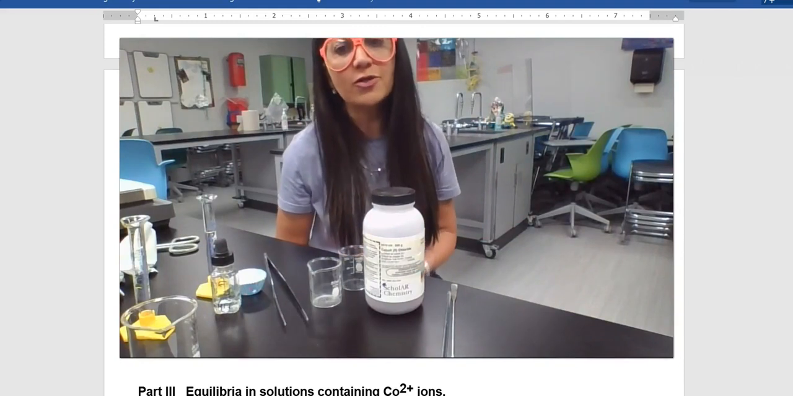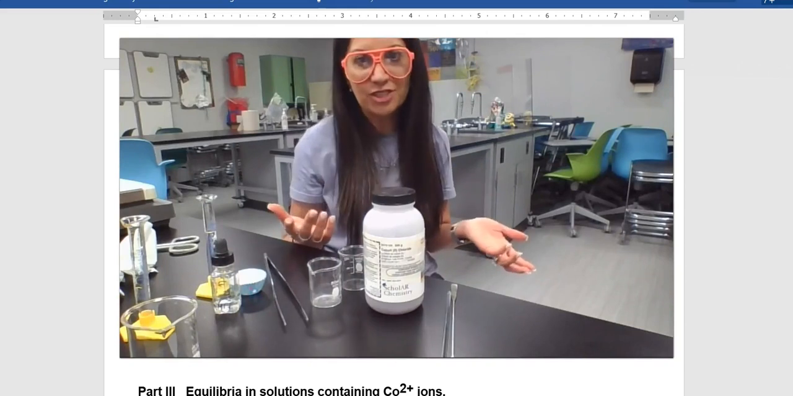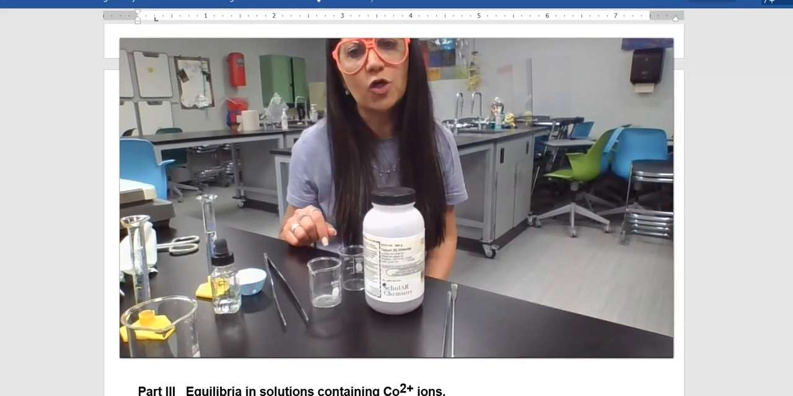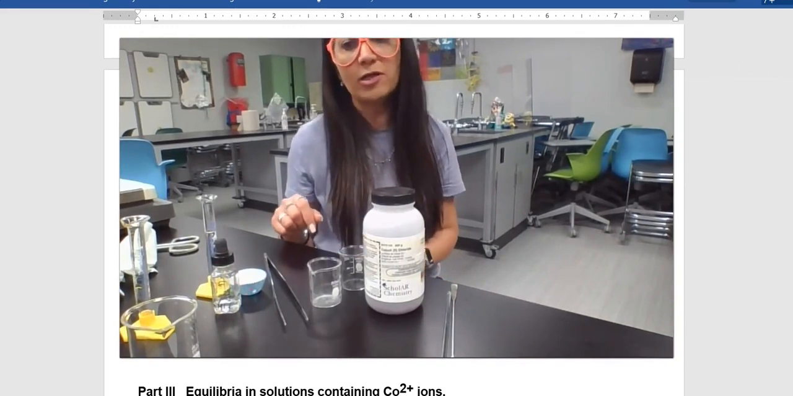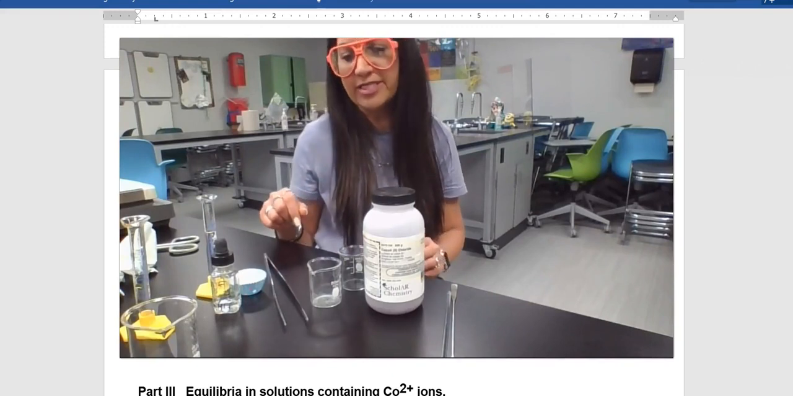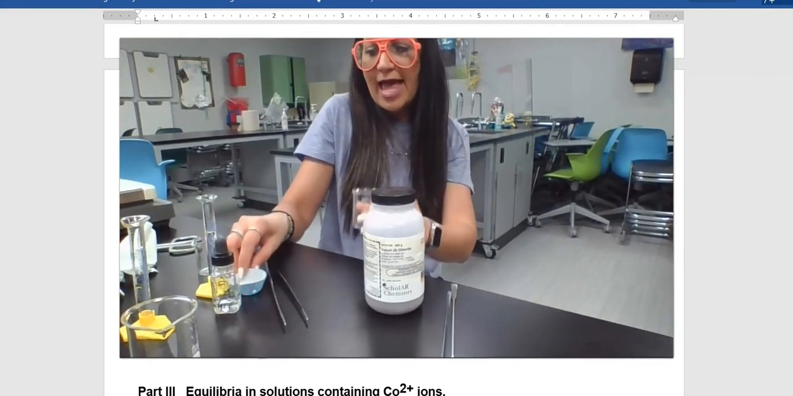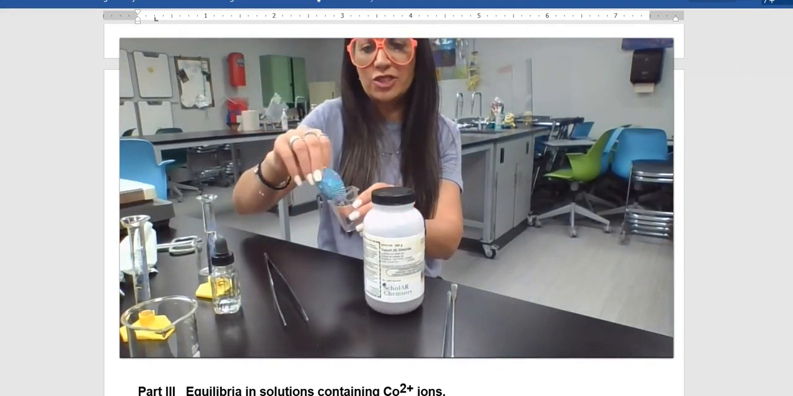So it says the two colored cobalt species can be converted back and forth between each other simply by changing the temperature, okay? So number one, prepare a solution of cobalt chloride by dissolving 0.5 grams of cobalt chloride in 10 mL of 6 molar HCl in a small beaker. So I have a small beaker here, and what I'm going to do is I've weighed out 0.5 gram of the cobalt chloride, and I'm going to show you what it looks like.